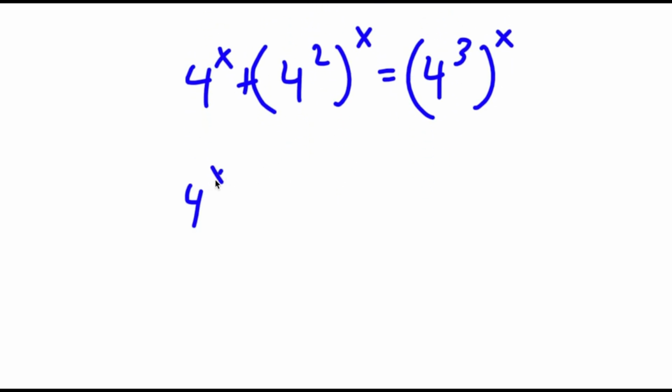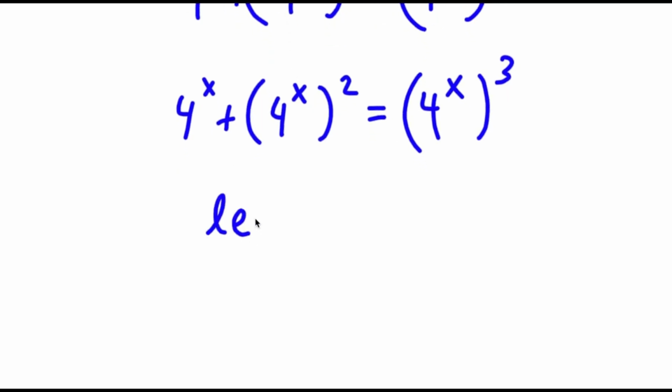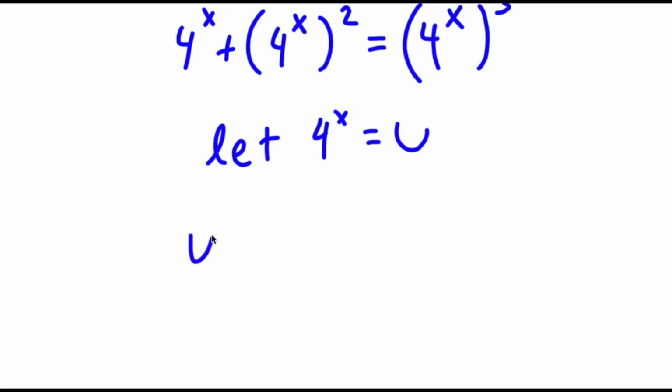Now I'm going to rewrite this as 4 to the power of x squared. 4 to the power of x plus 4 to the power of x squared is equal to 4 to the power of x to the power of 3, because I can switch the places of these two. Now I'm going to let 4 to the power of x equal to the variable u. So now I have u plus u squared is equal to u to the power of 3.